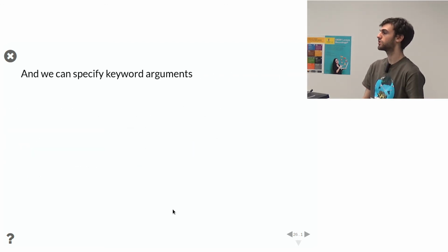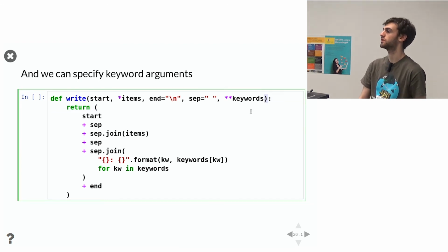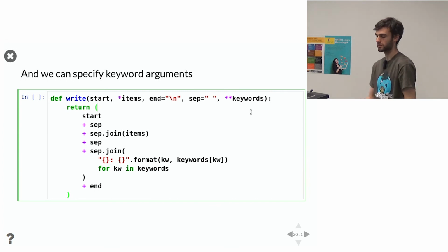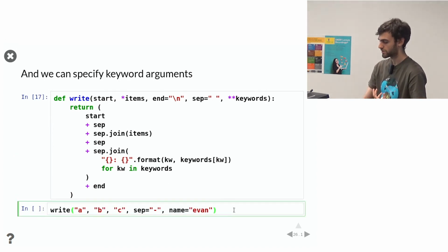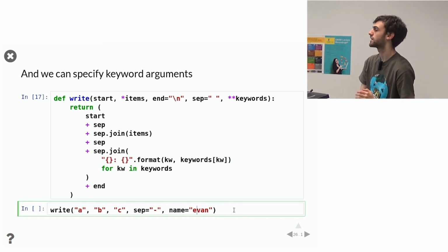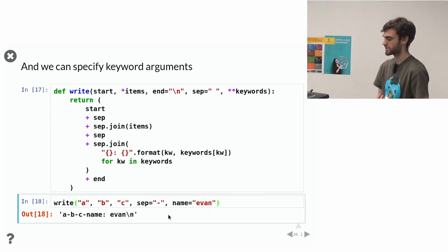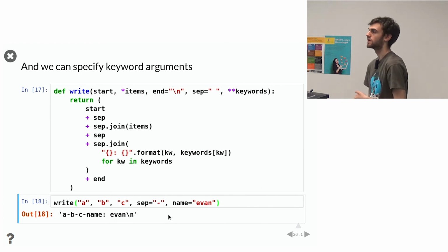You can also specify keyword arguments. So you can say, I want to take in a bunch of keywords. Essentially, I want to take in a dictionary, and I want to join that dictionary with the keyword and its value for every item in the keywords. Now that we have this function, we've got this call, and we're saying the separator is a dash, but a name, which hasn't been defined up here, is Evan. And now we can say, print ABC, and then name : Evan.